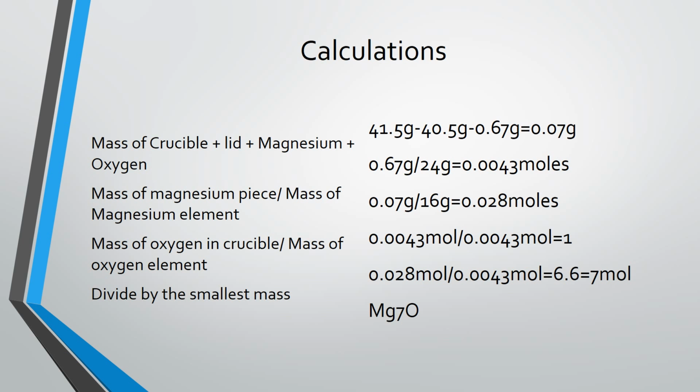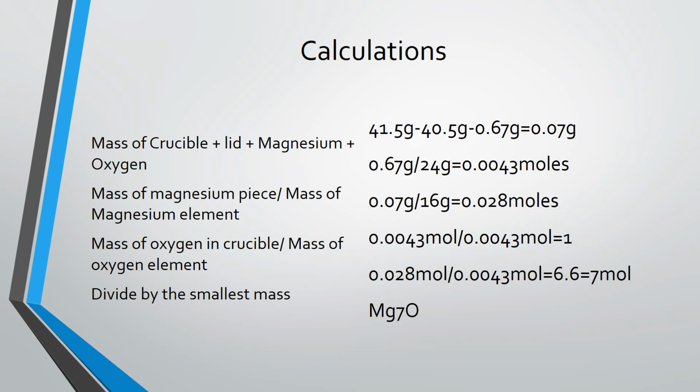For my calculations, I had to find the empirical formula of magnesium oxide. To do so, first I had to find the mass of oxygen. So I used the mass of crucible, lid, magnesium, and oxygen, 41.5 grams, minus the mass of crucible and lid, which was 40.5 grams, minus the mass of magnesium, 0.67 grams, to find the mass of oxygen, 0.07 grams.